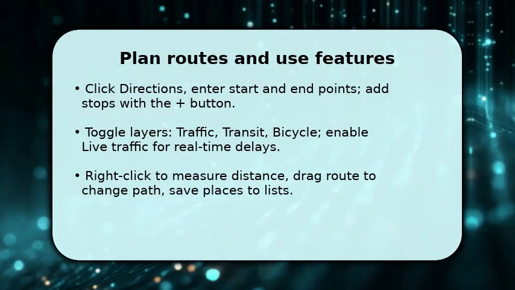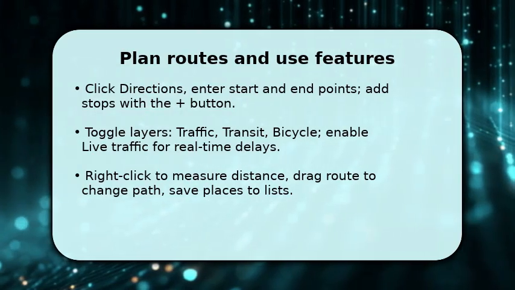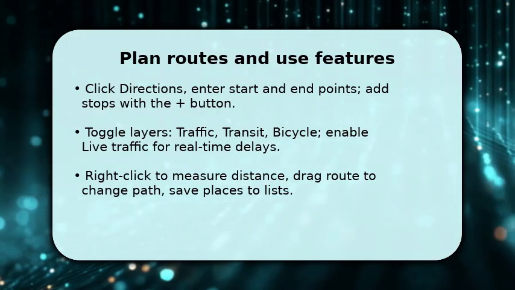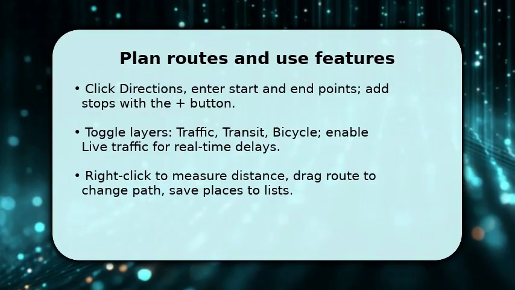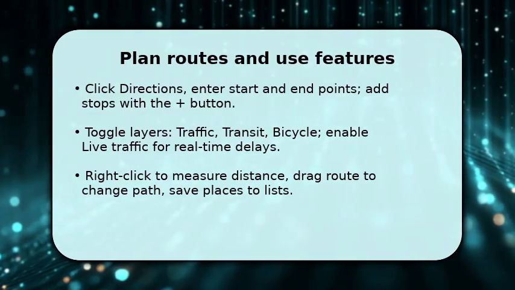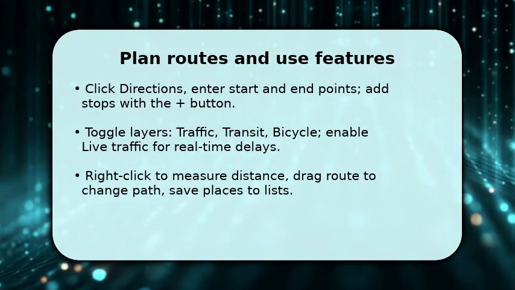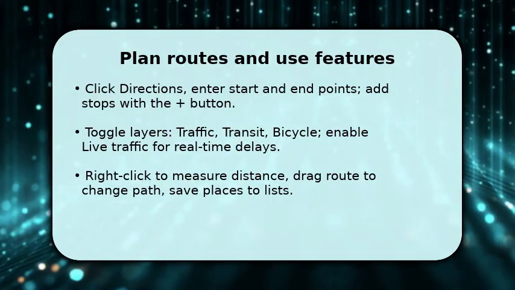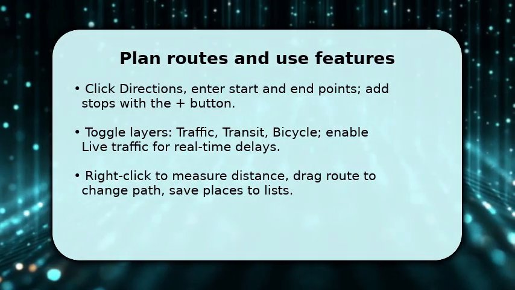Make sure to toggle useful layers like traffic for congestion, transit for schedules, and bicycle for bike-friendly roads. Live traffic explains why a route is slower. If you need precise measurement, right-click and choose Measure Distance, or drag the route line to force an alternate path.